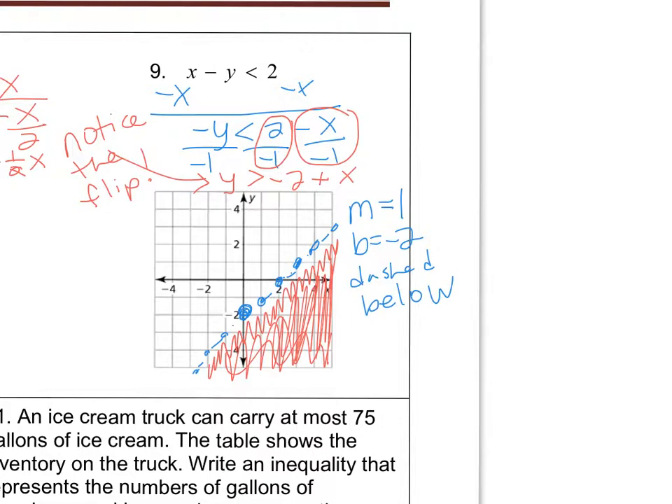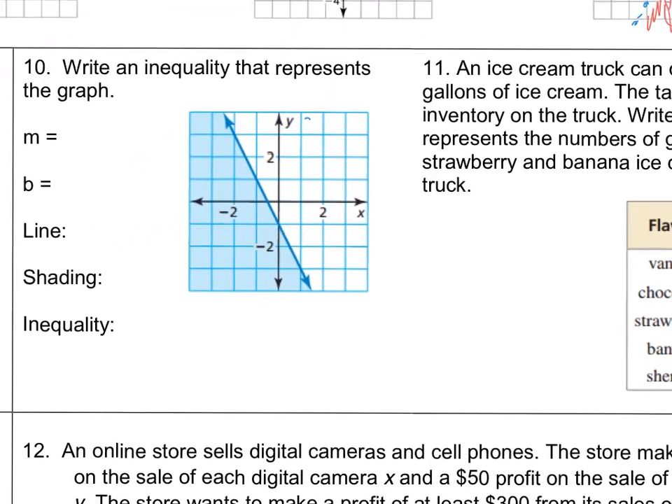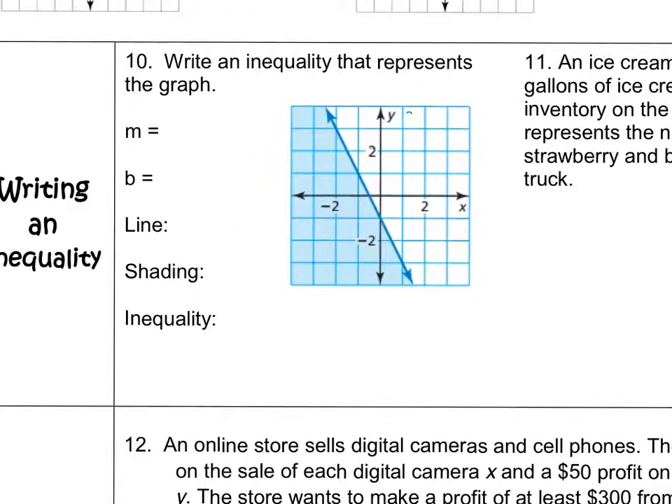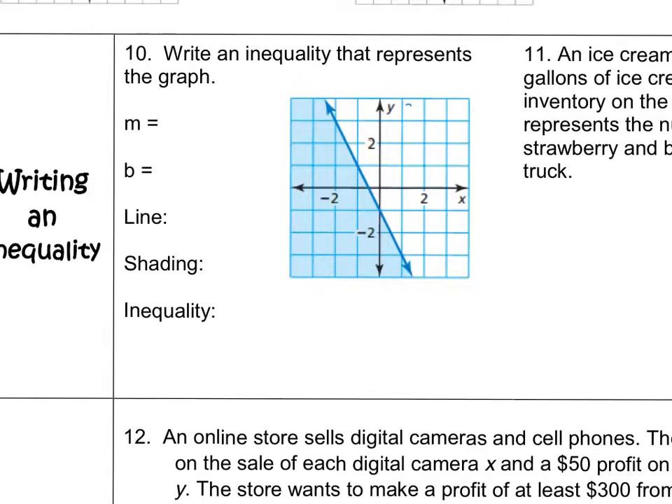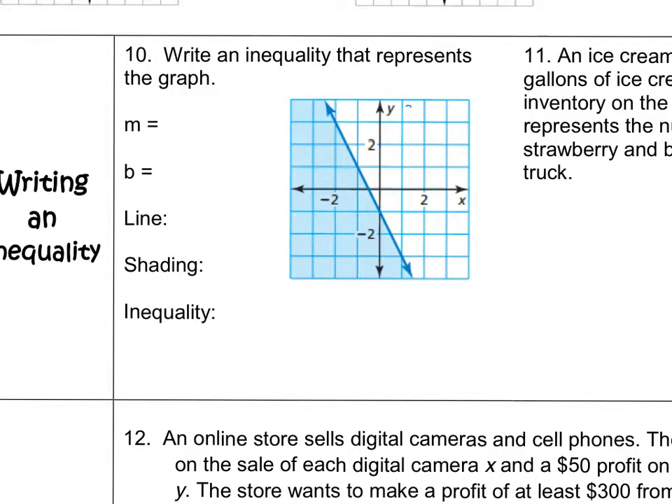In number 10, they've actually given us the graph, and they want us to interpret it. So I want you to pause and do this one on your own and fill in all the information and then write the inequality. Give it your best shot. Pause your video while you're doing it and then check back for the answer.